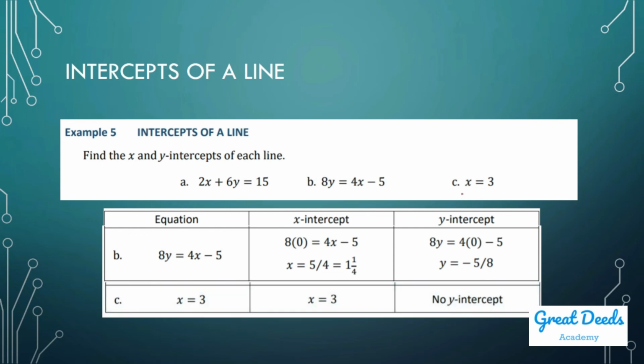What if your line is defined in this way? x = 3. So when it's x equal to 3, let's say, for example, this is your horizontal axis or the x-axis. This is your vertical axis. 1, 2, 3. So your line is vertical and it intersects the x-axis at 3. The x-intercept is 3, but it has no y-intercept.